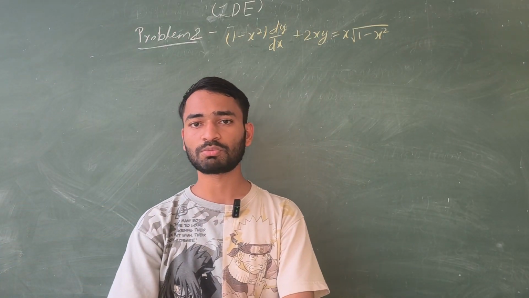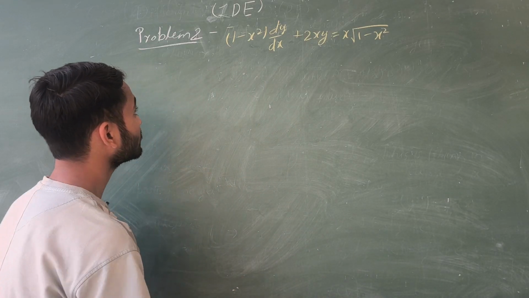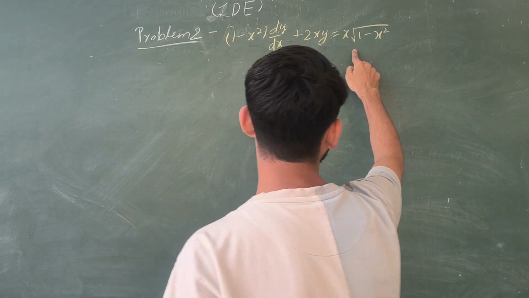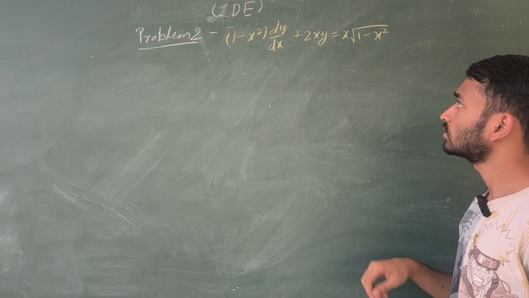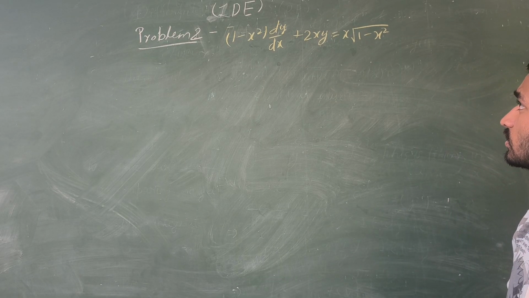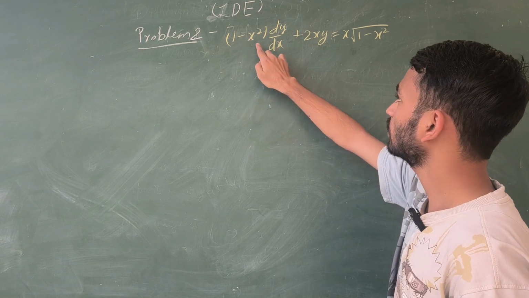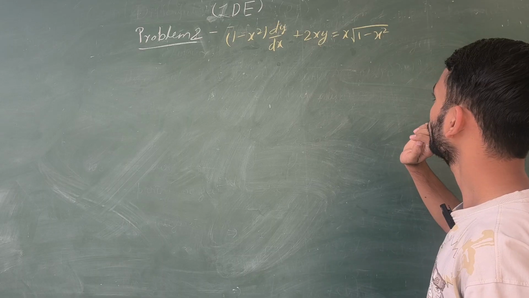Now we will move to our second question. Second problem, that is 1 minus x square dy by dx plus 2xy is equal to x times square root of 1 minus x square. Is it linear? We can see dy by dx is multiplied by 1 minus x square. There is no function of y, so yeah, this is linear.